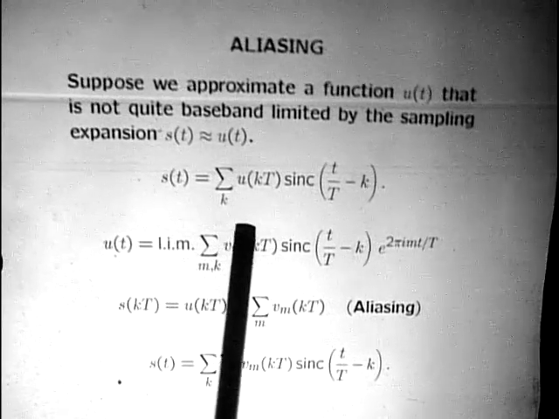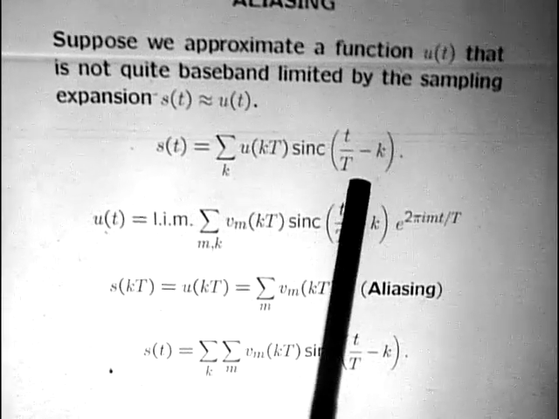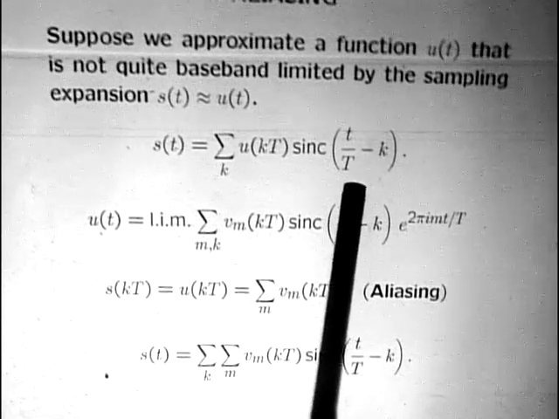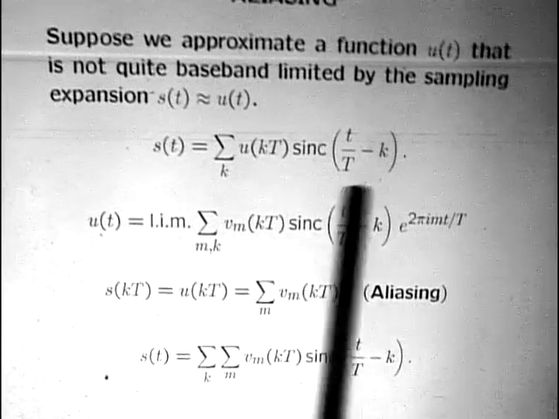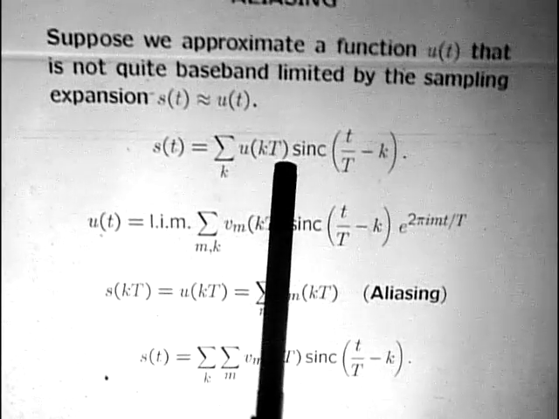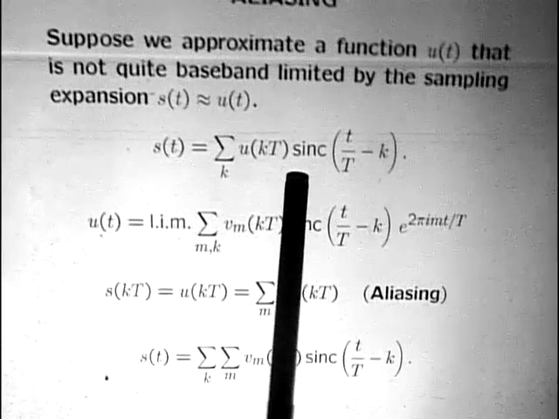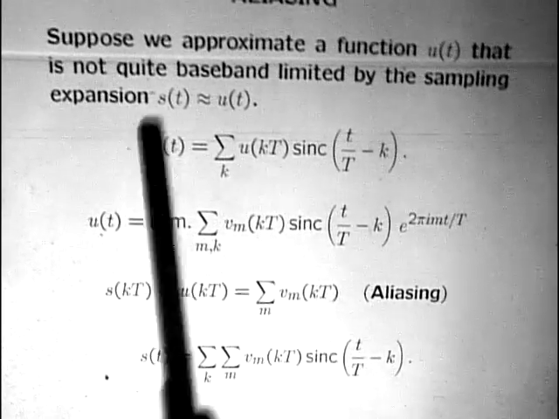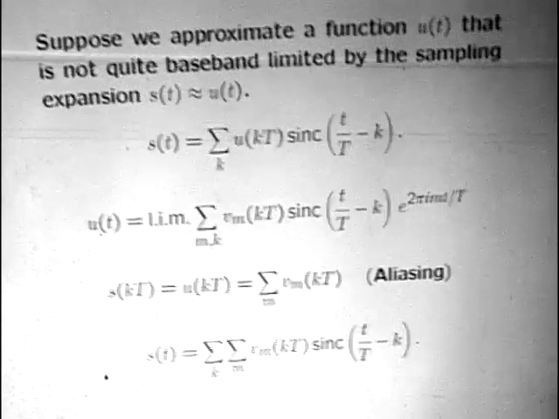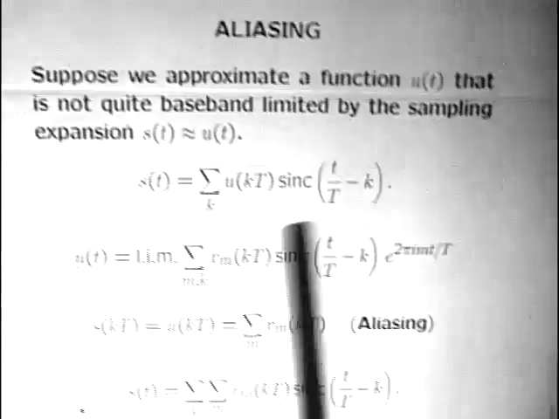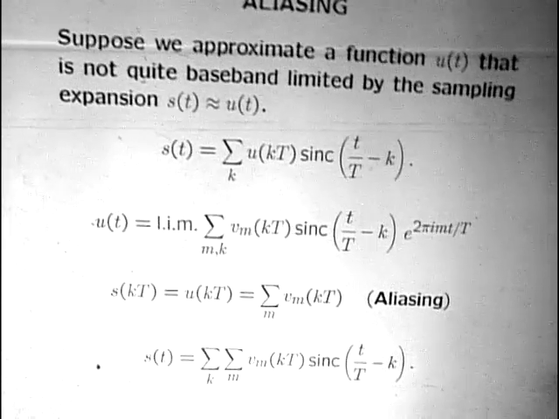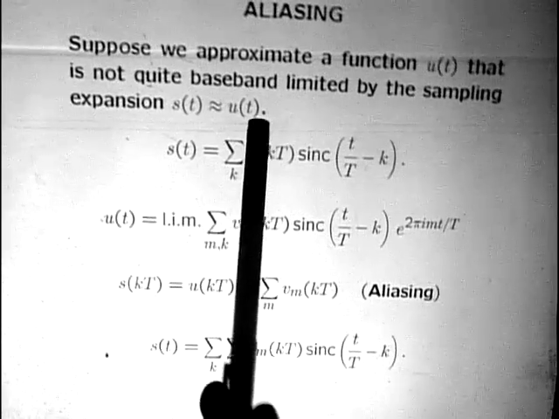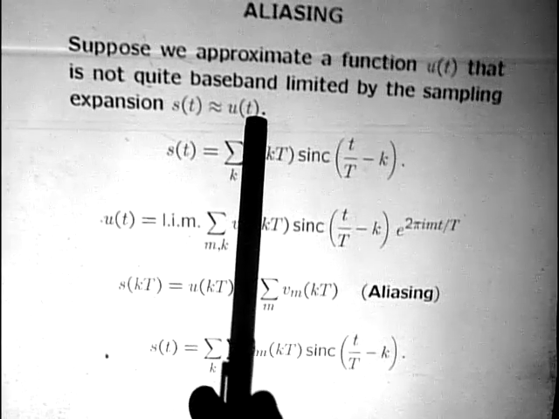S of t is in fact baseband limited at this point to a frequency w, where T is equal to 1 over 2w. And we simply have this sampling theorem applied to u of kT as if u of kT came from a band-limited waveform. So this is, in a sense, an interpolation formula. It's a little better than taking these samples and joining them by straight lines, because we're joining them by these smoother sinc functions. And the question is, how close is s of t to u of t? And how do we look at that question?